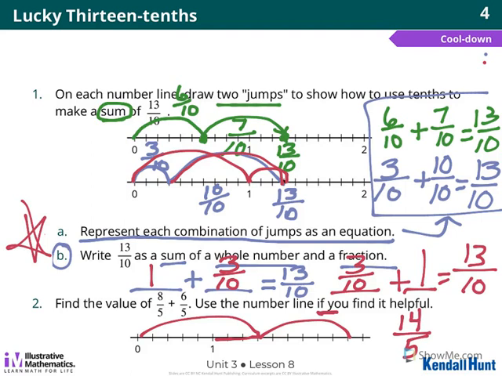Basically, guys, we are adding fractions, question B, talking about a sum of a whole number and a fraction. We are going to see more of those in our next lesson.